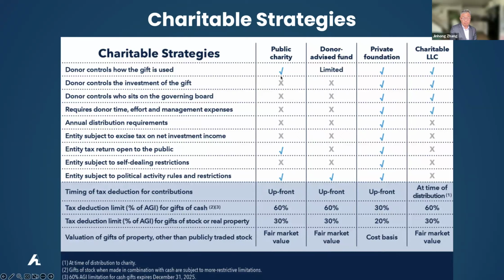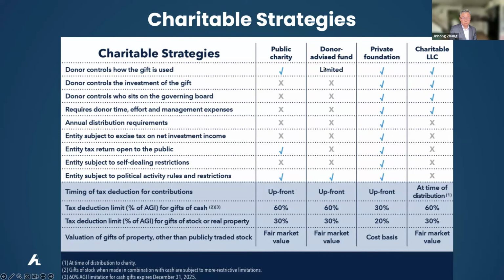So this way, you have some supervision, so it's not self-dealing. So you have a public charity that's a 501(c)(3) organization. So you can have up to 60% of AGI deduction every year. And if it's a stock or real property, up to 30% deduction.